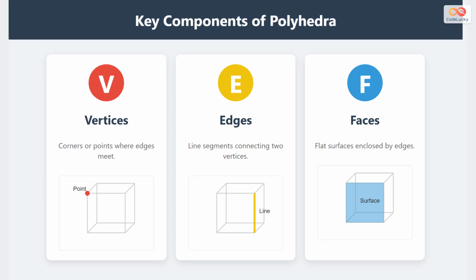To use the formula, we need to count three specific things. First, V stands for vertices, which are the corner points. Second, E stands for edges, which are the lines connecting the corners. And third, F stands for faces, which are the flat surfaces enclosed by the edges.